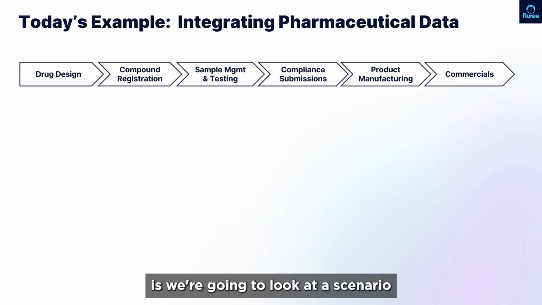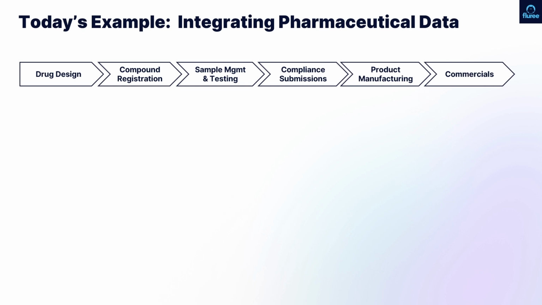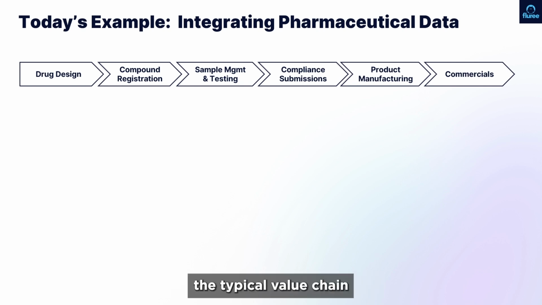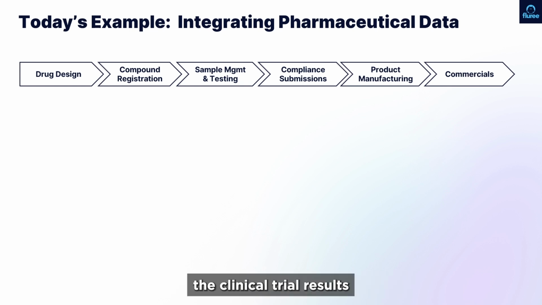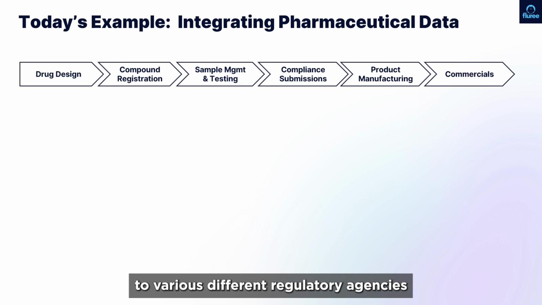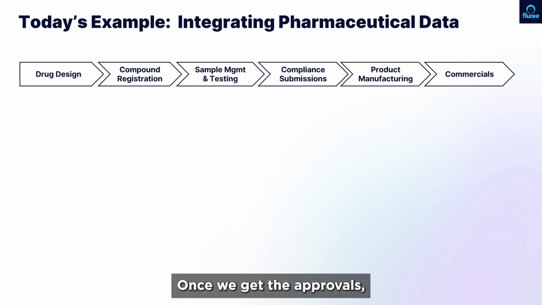For today, we're going to look at a scenario for integrating pharmaceutical data. This will be a generic pharmaceutical company that develops pharmaceutical or medicinal drugs. Here you're seeing the typical value chain where you start designing drugs, register chemical compounds, and then test samples. When you start to see promising candidates for a new pharmaceutical product, we then have to submit the clinical trial results to various regulatory agencies to get their approvals. Once they get the approvals, we can then start to manufacture the products and then take them to market.